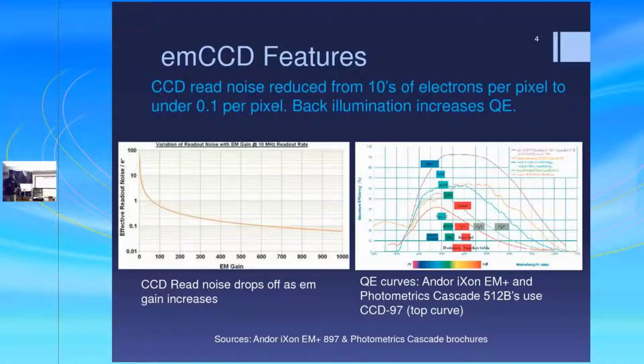These two charts from the camera manufacturers show the incredible capability of the EMCCD cameras. On the left, readout noise can be reduced to far less than 1 electron per pixel. On the right, the top curve, which is not really visible here, is the quantum efficiency of a back illuminated EMCCD chip. It shows that far more photons are collected per unit of telescope area.